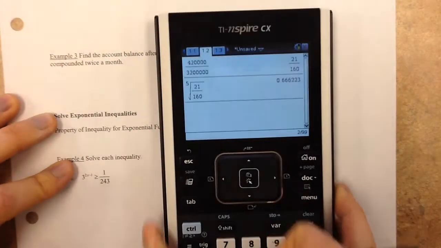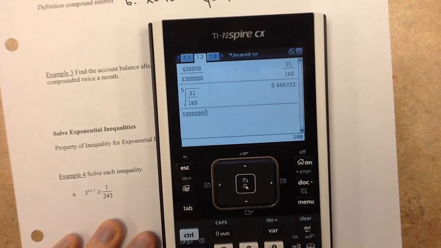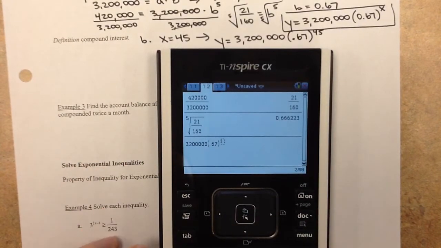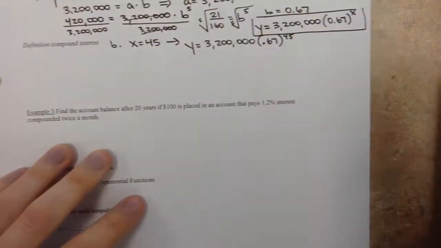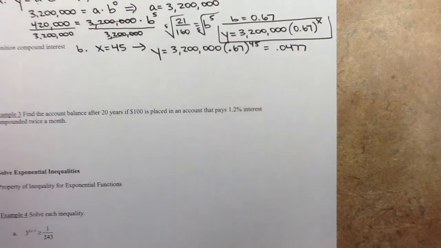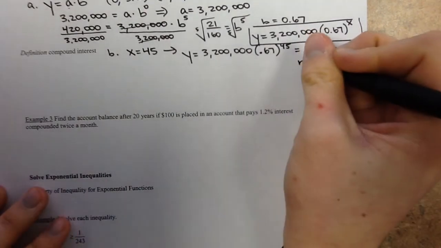I will show you how to plug that in. We do 3.2 million times 0.67, make sure that's always in parentheses, and then raised to the 45th power. So about 0.0477. What we ended up with is 0.0477 cans. You're not going to see 0.0477 cans, so the answer would actually be none.